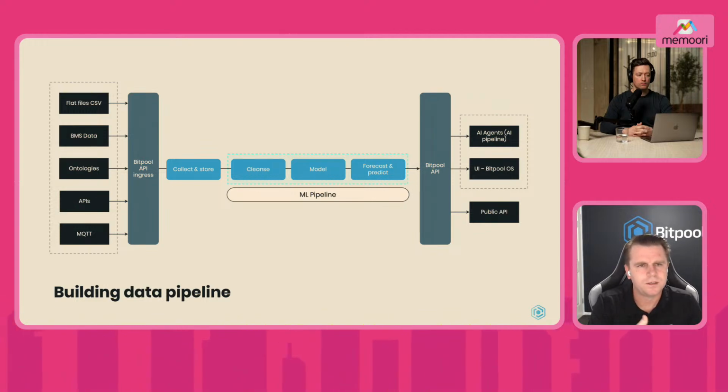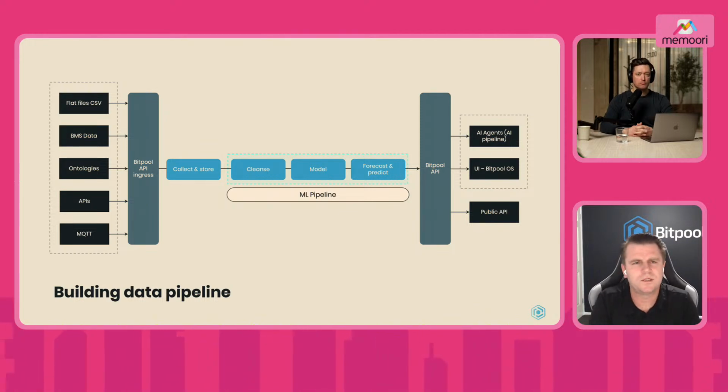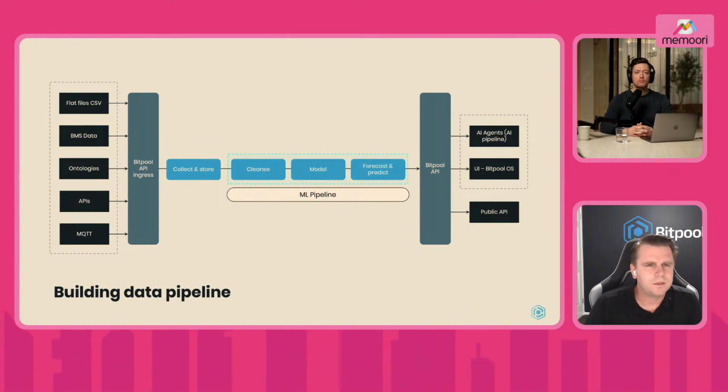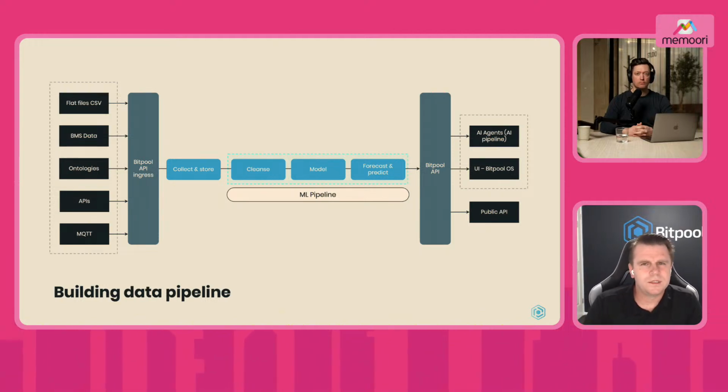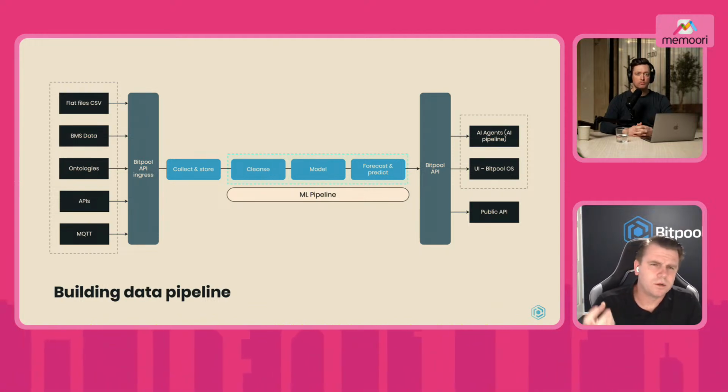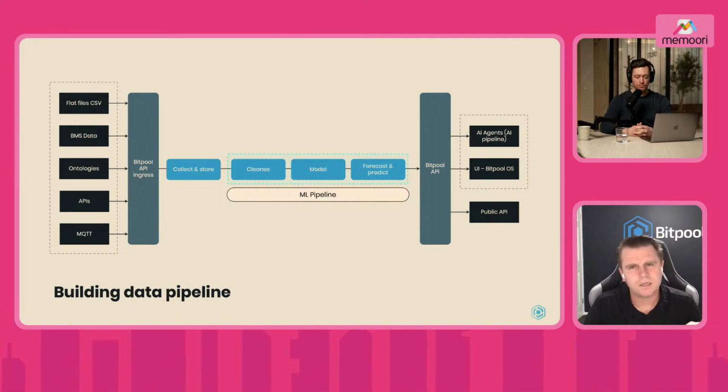We do ingest other ontologies as well, using Haystack API and things to that effect. Third-party APIs are MQTT. We're ingesting this raw data, and the first thing that we do with it is collect and store. We then cleanse it. We use a number of different techniques and models to cleanse the data, aligning timestamps and filling gaps and things to that effect.